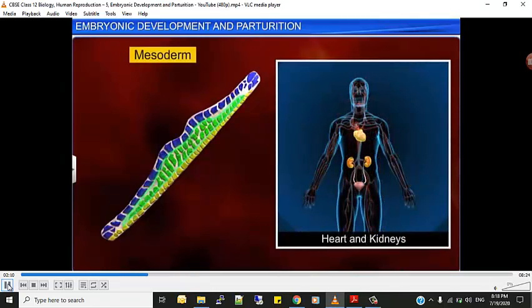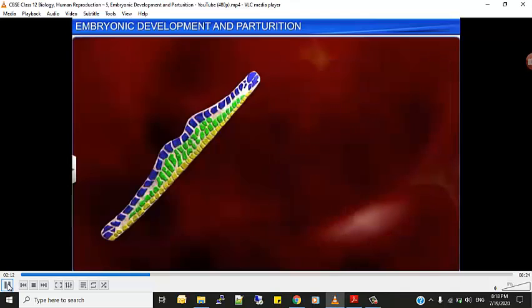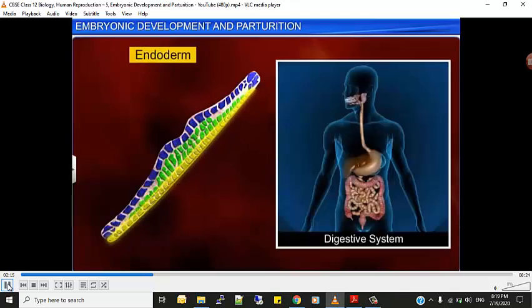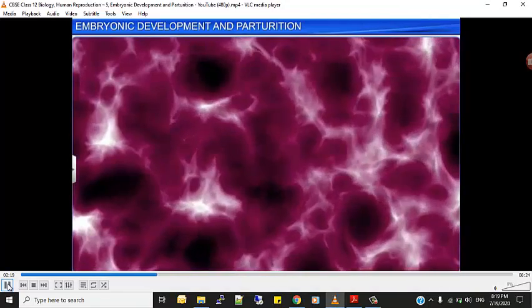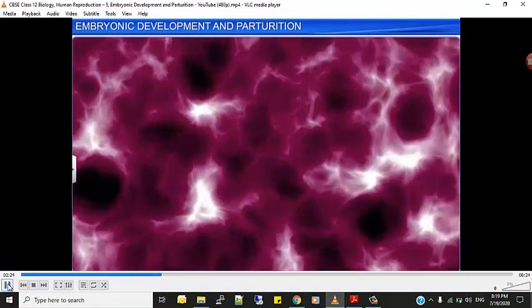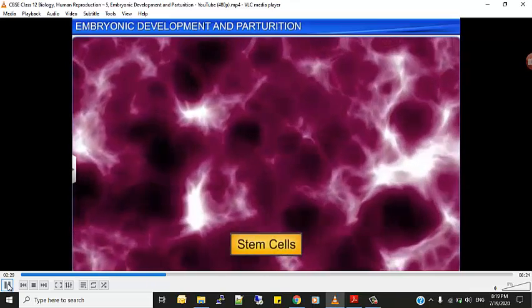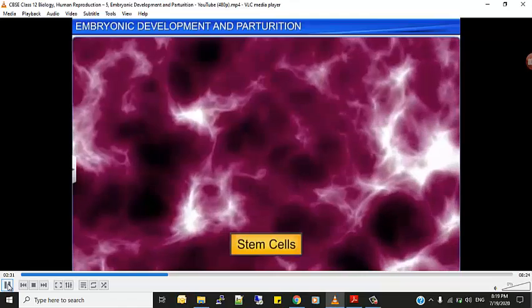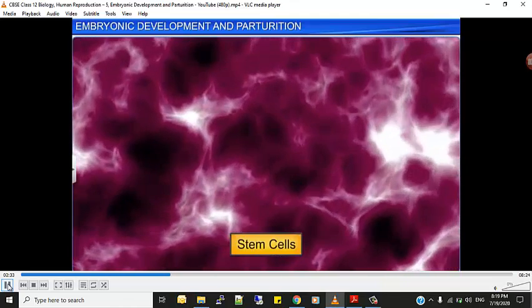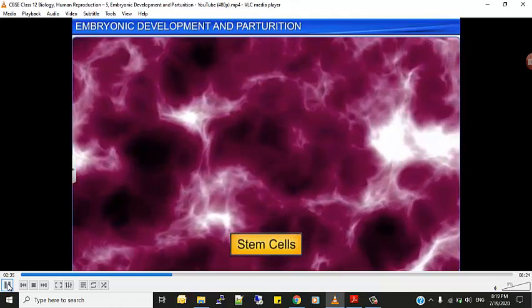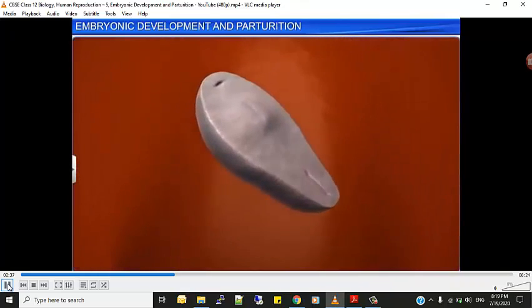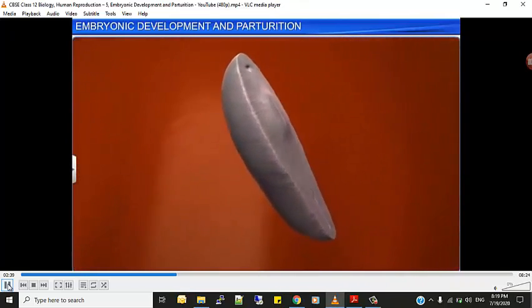The mesoderm develops into muscles and organs such as the heart and kidneys, while the endoderm gives rise to the entire digestive system. Did you know that apart from the 3 germ layers, the embryonic disc also contains certain cells called stem cells, which have the ability to give rise to all the tissues and organs present in the human body?